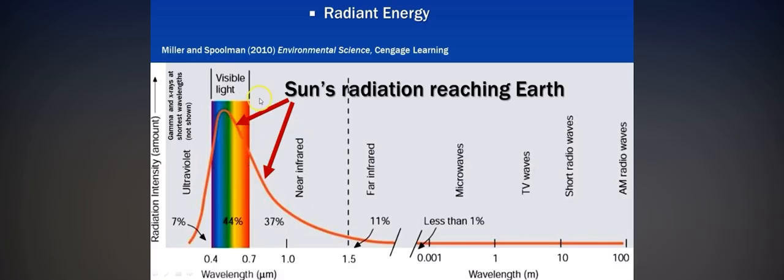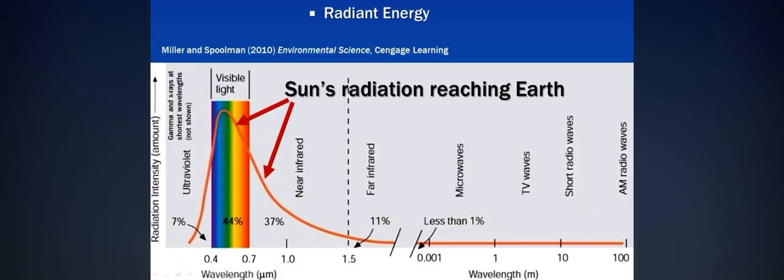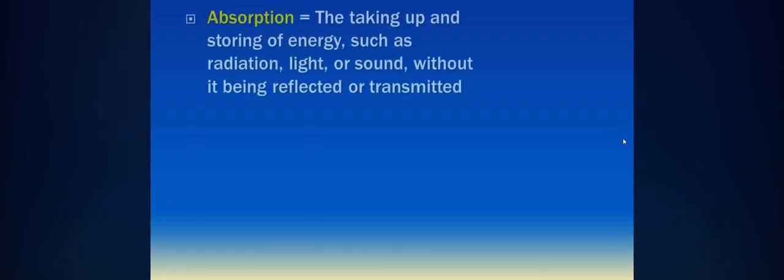Obviously, the sun is a lot more energetic than the earth. It's producing a whole lot more energy, and that's because it's so hot. So this curve here is the result of how hot the sun is. Now let's talk about absorption and reflection, because that's important in the topic of albedo. Absorption takes up and stores energy, such as radiation or light or sound, without being reflected or transmitted.